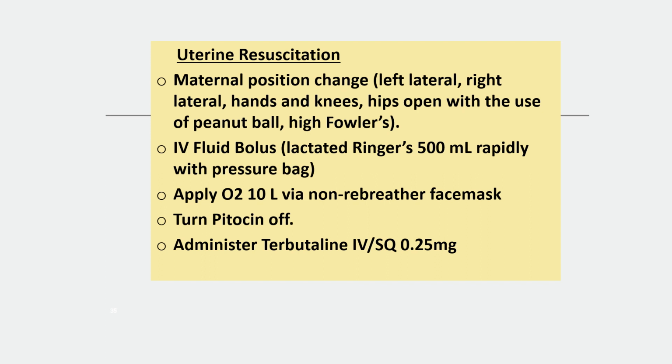In addition to that, you're going to change positions. Sometimes position change alone will resolve it. So you'll turn her to her left lateral side. Usually they're going to get the maximum oxygenation to the fetus in that position. If the left doesn't work, move her to the right. You can try hands and knees, or hips open with the use of a peanut ball. The peanut ball is really cool. It's like a yoga ball, but peanut shaped, and it helps open the hips and allows for descent of the fetus. You can try a high Fowler's position. Whatever works to improve that strip. If it gets rid of the deceleration, it's working, go with that.